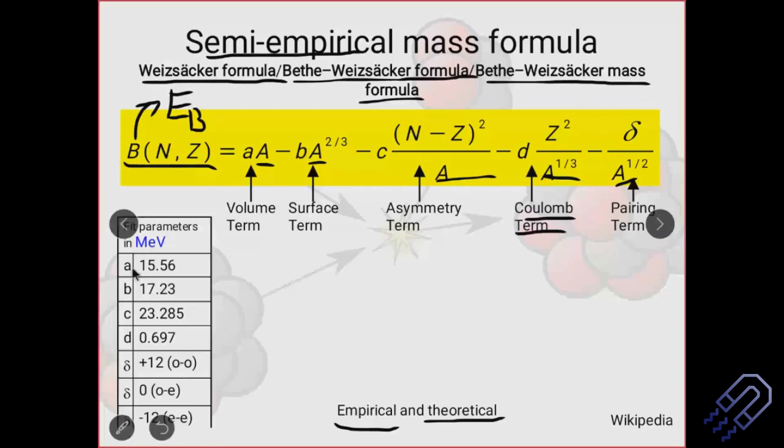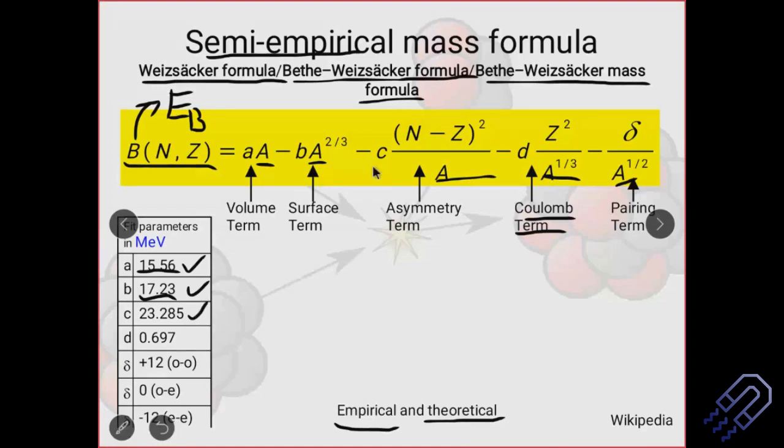So the value of A is 15.56. The question is, should you remember this? The answer is yes. Try to remember these values, because if you are using the semi-empirical mass formula in entrance exams and all, sometimes they don't give the value. This is expected that you know. I'll tell you a trick also. One more thing I'd tell you, but let's just read the values through. A, which is connected with the volume term, is a constant 15.56. B is 17.23. C is 23.285.